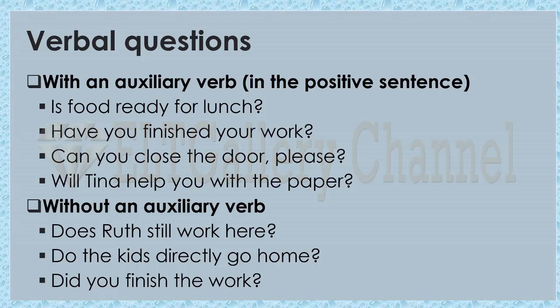So here we have two kinds of verbal questions. The first is those sentences which have an auxiliary verb, and then we just move the auxiliary verb before the subject. And then sentences which don't have an auxiliary verb, and then we need an auxiliary verb: does, do, or did. This kind of form also occurs in the pronominal question.